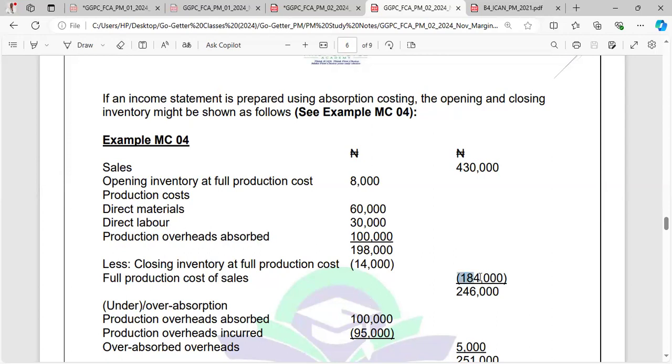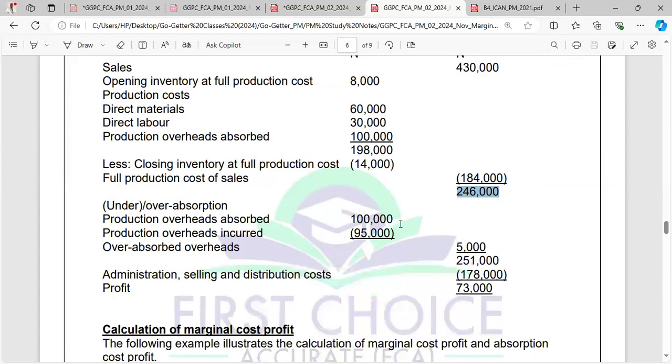You have 184,000. When you minus your sales from your full production cost, you have 246,000. This is supposed to be your gross profit, or your profit from production. Okay? Now there's another thing you need to know.